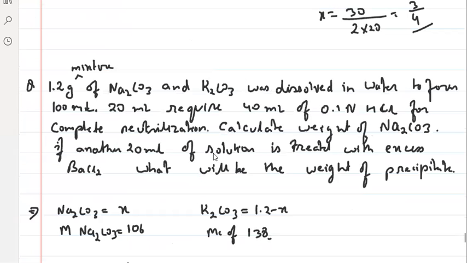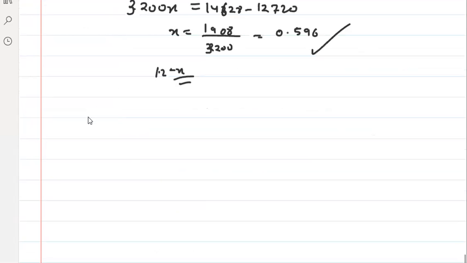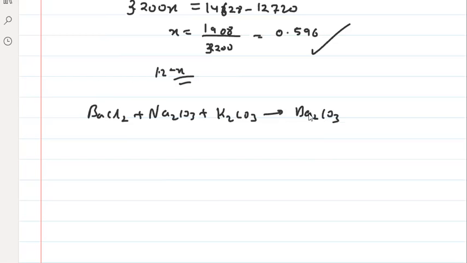Second part. If the same 20 milliliter is treated with excess of BaCl2, now if BaCl2 is treated with this, what will it be forming? Tell me. If BaCl2 reacts with Na2CO3 plus K2CO3, it will form what? Obviously, it will form BaCO3. This is the precipitate, right? NaCl and KCl we will remove, right?